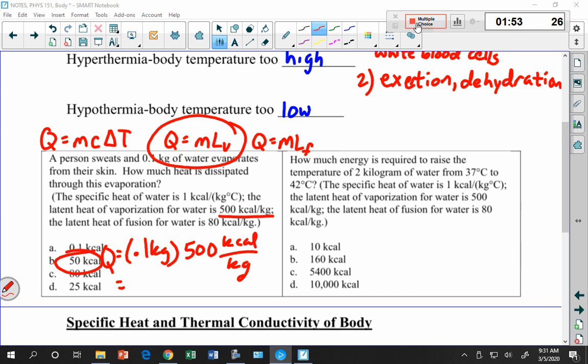So this is what I'm going to need to be using. I know the mass, I know the specific heat, and I know the change in temperature. So I want to find the energy required to raise that temperature. I'll give you a few more seconds to think about that. I'll stop at 2:15.